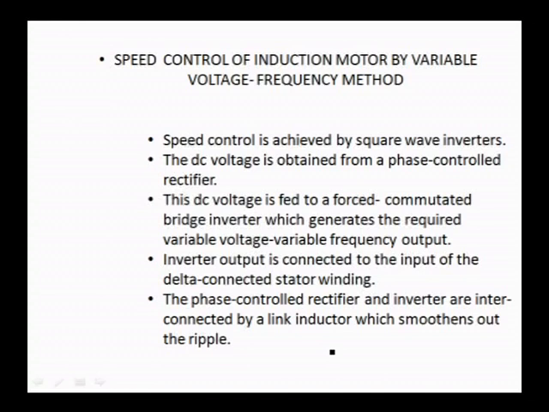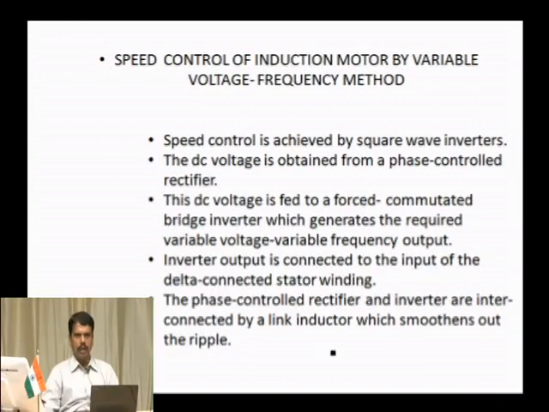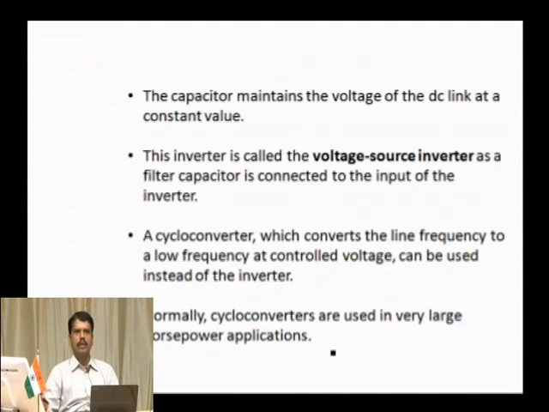This is again a summary of this method. Here it is achieved by a square wave inverter, as already told you. DC voltage is obtained from a phase control rectifier. The voltage is fed to the force commutated bridge inverter, which generates the required variable voltage and frequency output. The inverter output is connected to a 3-phase induction motor. We have a filter circuit to smooth out the ripple. The capacitor, which I have already shown there, maintains the voltage of the DC link at a constant value.